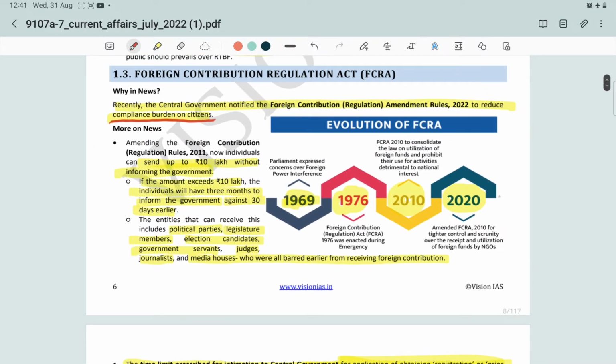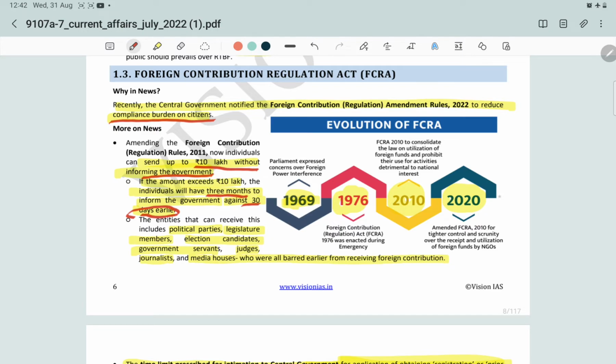And what is more on this news? Amending the Foreign Contribution Regulation Rules 2011, now individuals can send up to 10 lakh without informing the government. If it exceeds 10 lakh, the individuals will have 3 months to inform the government, which was earlier only 30 days. The individuals can inform the government within 3 months.